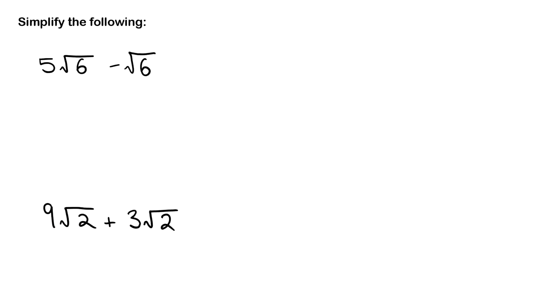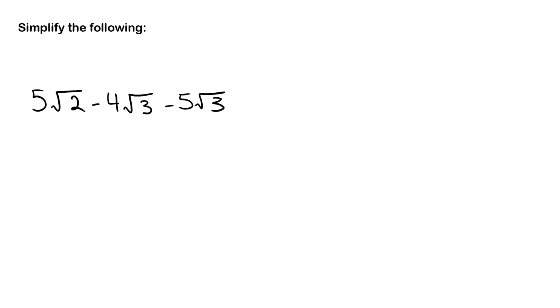So we're going to answer some questions now. On your screen you can see 5 root 6 take away root 6. That's like saying we have 5 root 6's and we're taking away one of those root 6's. So we have 4 root 6 left over. In the next one we have 9 root 2 plus 3 root 2. Again, it's like saying we have 9 root 2's and then we're adding 3 more of those on. So we now have 12 root 2's. Alright, so that's quite simple.